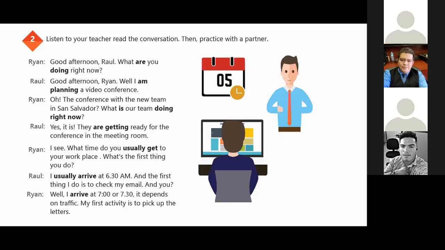Great. Okay, guys. So, Juan Diego, what are you doing right now? I'm studying with my teacher. Great. So, you see, we use ing verb form to answer, and we are saying the thing that is happening right now. But now, let's see the next question. What is our team doing right now?